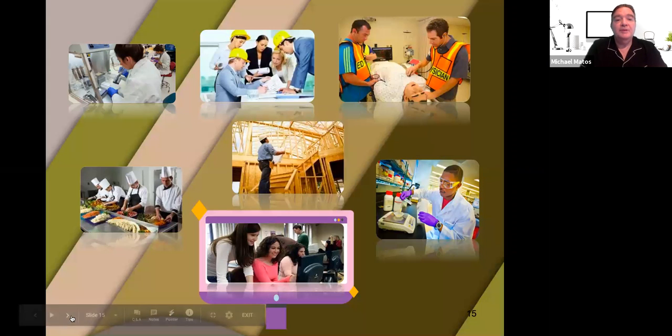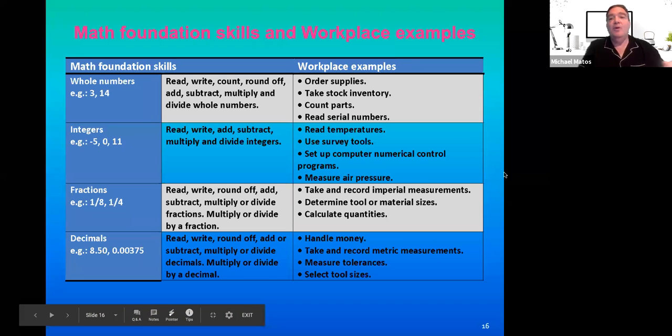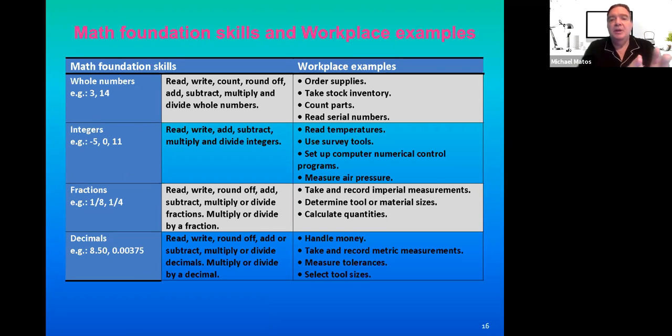So, my workplace math. What I've done is I created this chart just to look for activities that could be used in the classroom or virtually. I put together a list of these foundation skills and then the workplace examples. For a quick example, whole numbers: on the left, that's my foundation skill. Over in the middle, it explains it a little bit. And over on the right, it gives me those workplace examples.